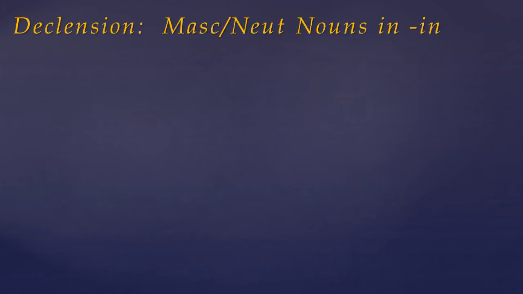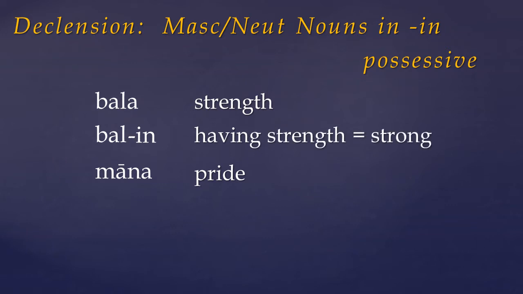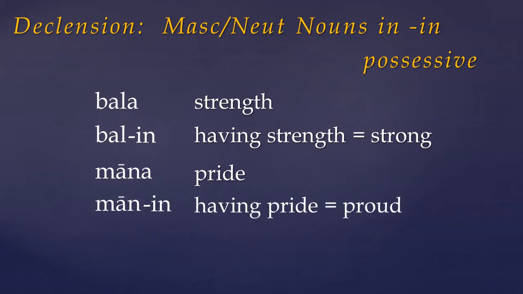Now, quite separate from I-stem nouns, the suffix in can be added to many nouns and most adjectives, in which case they are said to become possessive, meaning to have or possess that quality. So from the A-stem noun bala, meaning strength, we add in to get balin, which then means to have strength or to be strong. And from mana, pride, we get manin, proud. Thus we can turn nouns into adjectives.